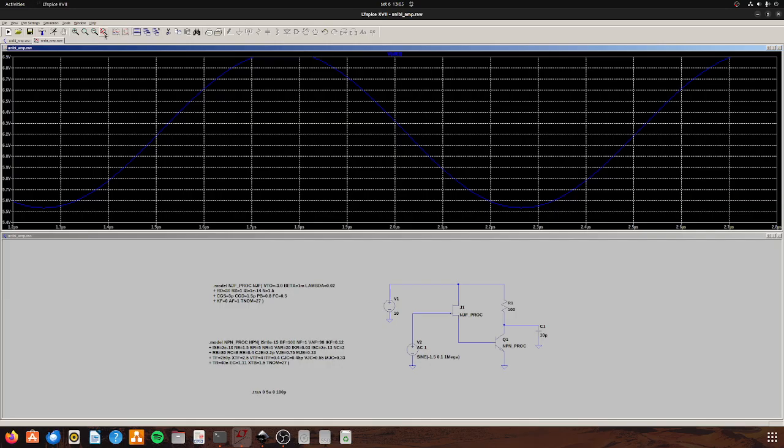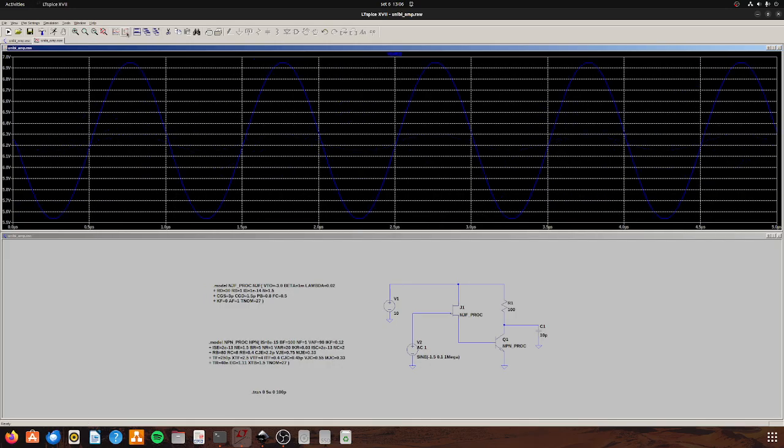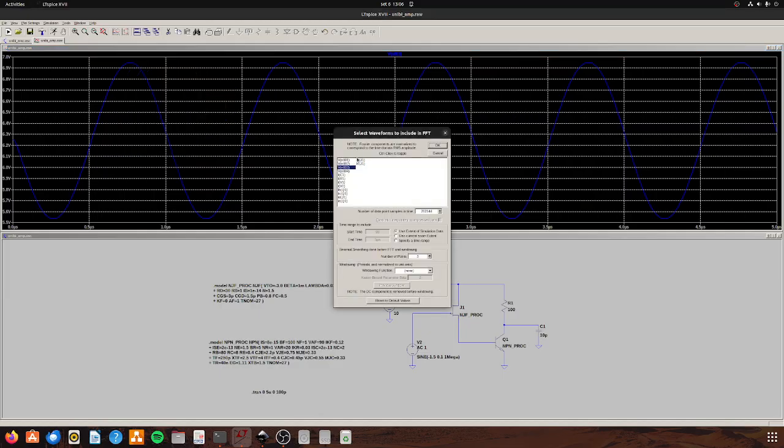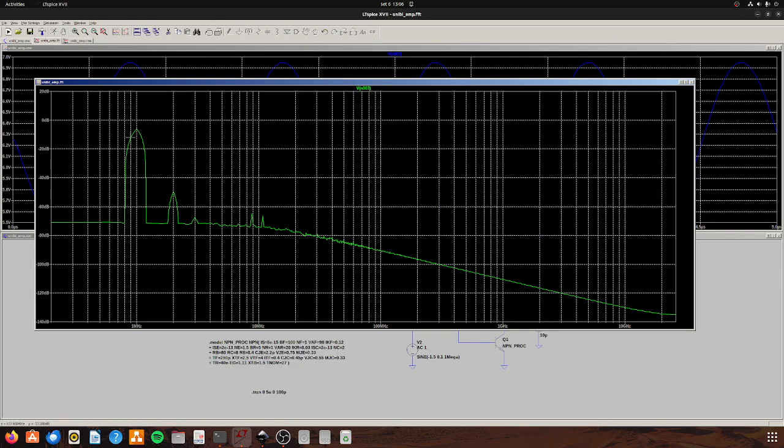I will need to do a Fourier analysis, which I don't really recall how to do. Yes, it's right there. 50. And I will check. I think it's this signal over here. By doing this, we can do the spectrum. So you can see that there is not a lot of distortion on this signal.